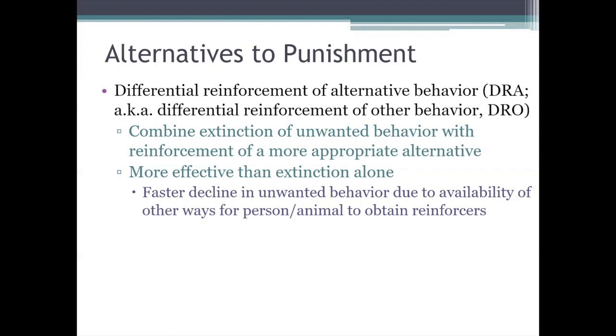So, guys, in one of my previous video lectures for this week, I mentioned that punishers tend to be more effective when the person or animal has some other way to get whatever reinforcer they were after in the first place. And this technique employs a similar kind of logic, but with it, there's no punisher. Again, this is an alternative to punishment. So, with DRA or DRO, you're just extinguishing one behavior and reinforcing something else.